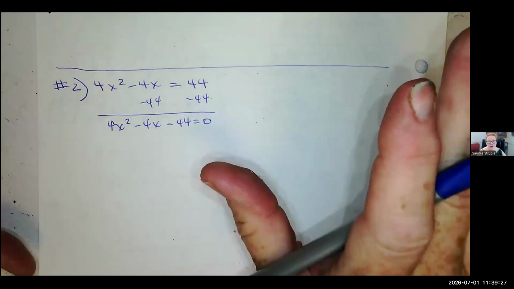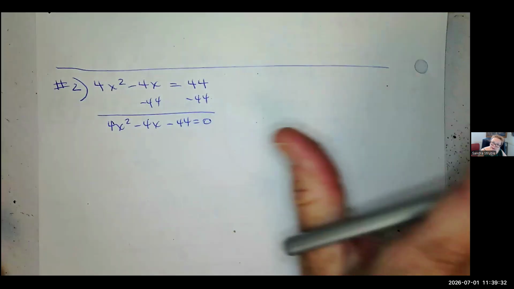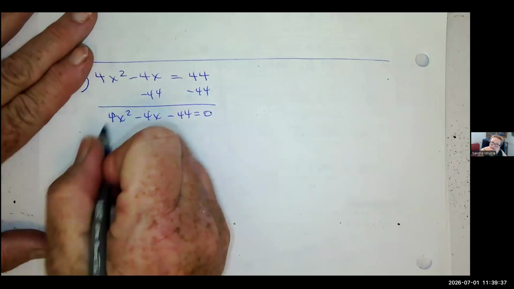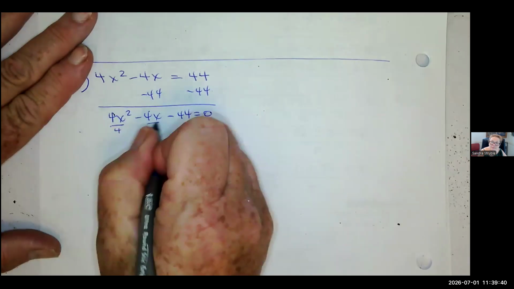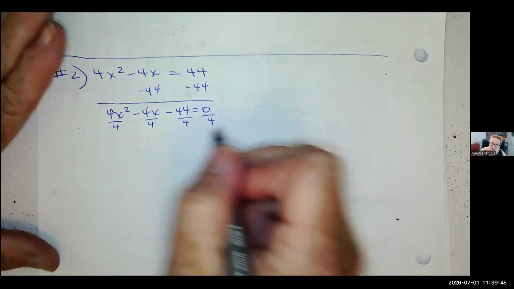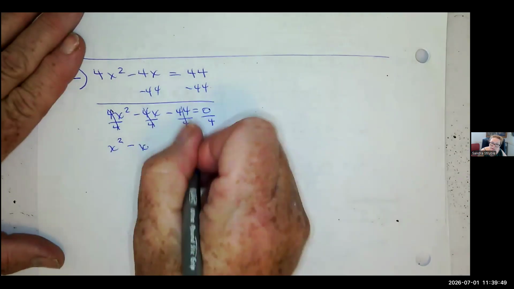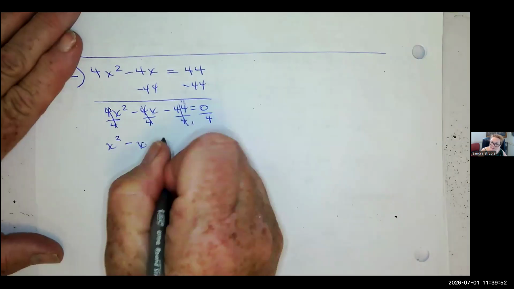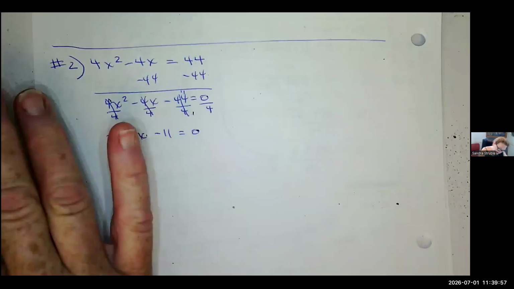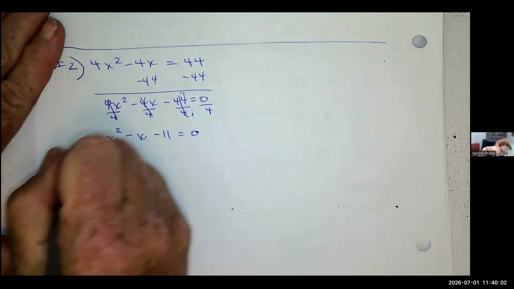You can think of it as two different ways. It's your choice which one. You can factor out a 4 with parentheses, or you can just divide every term, including 0, by 4. This does the same thing. So this becomes x squared minus x minus 11 equals 0. It would do the same thing if you factored out the 4 and divided both sides by 4. It's the same thing. So A is equal to 1, B is equal to -1, and C is equal to -11.